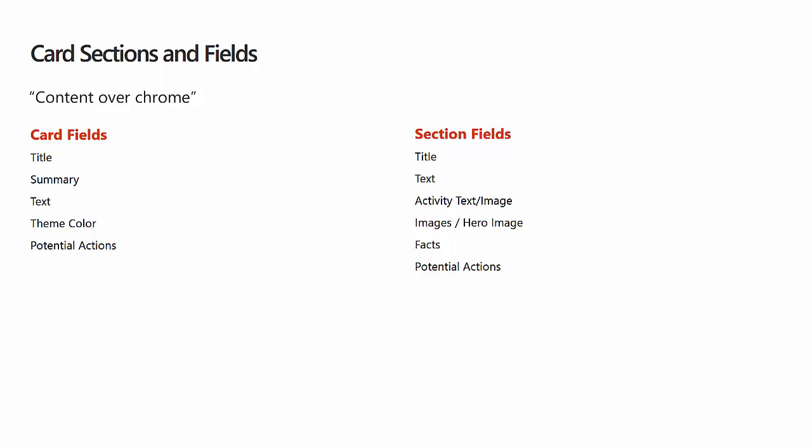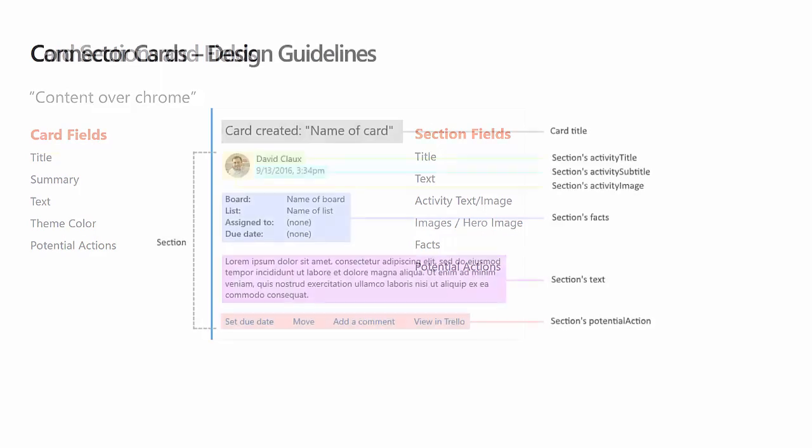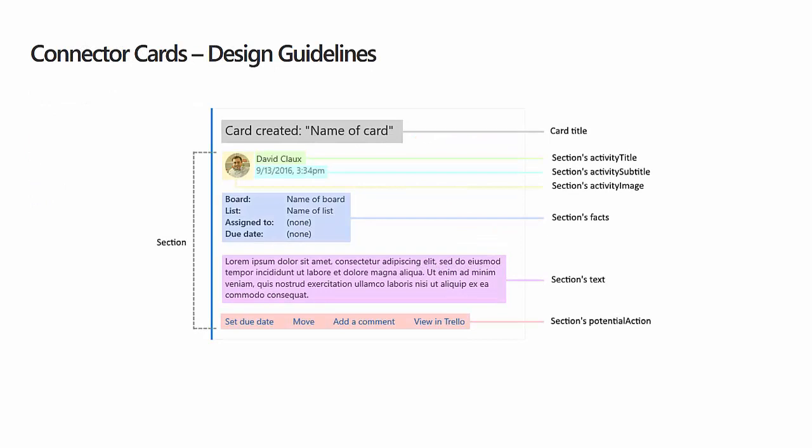In addition, a card can contain sections, and within each section, you have fields for information there. The title, the text, activity text as we saw before, an image gallery or a hero image, a collection of facts, and actions that apply to the information in that specific section. Combining these all together lets us have some incredible flexibility for how we want to show information.